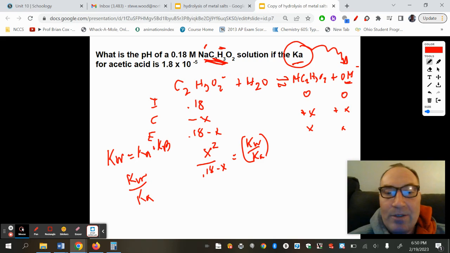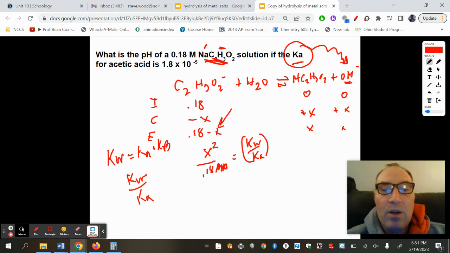But first, I want to remind you of one thing. You're never ever going to do quadratic equations for these crazy ICE problems. So you're going to get rid of x here. X, this little small amount, is going to be real dinky compared to 0.18. And the rule of thumb is you can get rid of x as long as it's less than 5%. So at the end of this, you can check the 5% rule if you like.